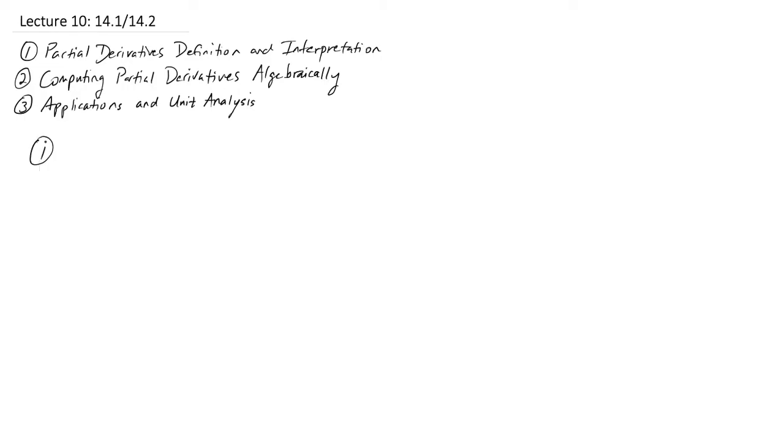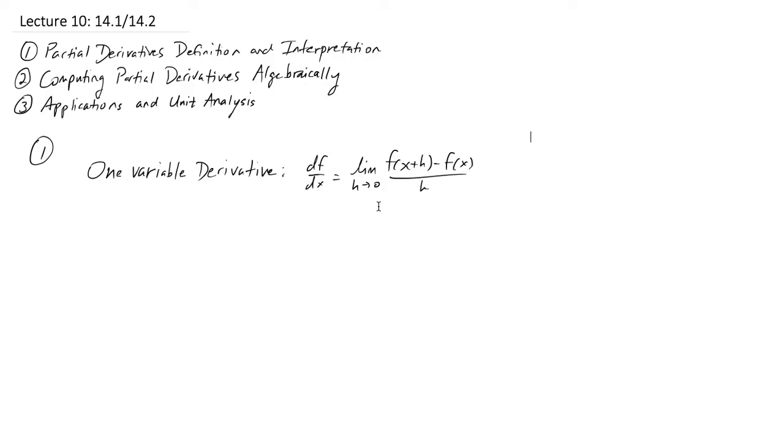Welcome to lecture number 10. We're going to talk about partial derivatives. So let me just remind you what a one variable derivative looks like. This is Calc 1. So Leibniz notation, the derivative of f is this limit: f of x plus h minus f of x over h.